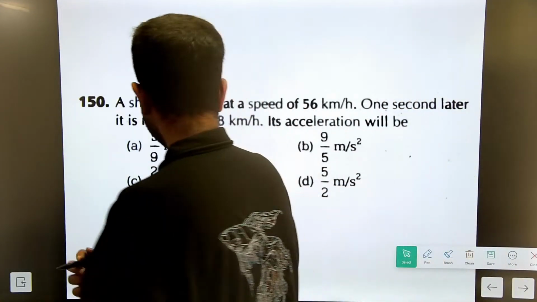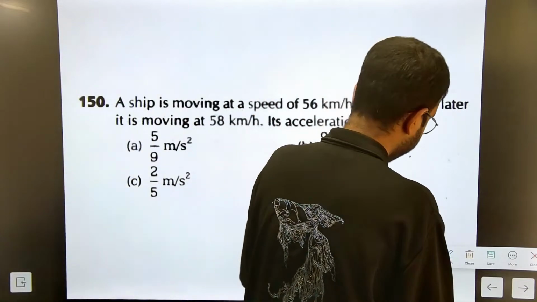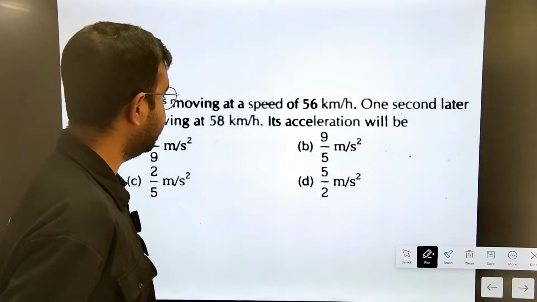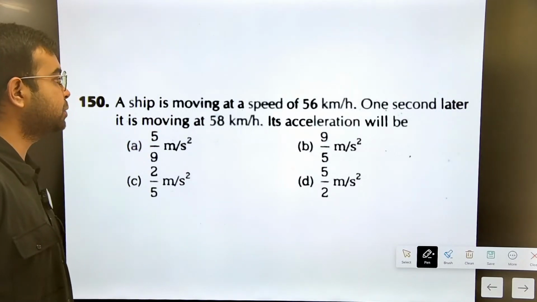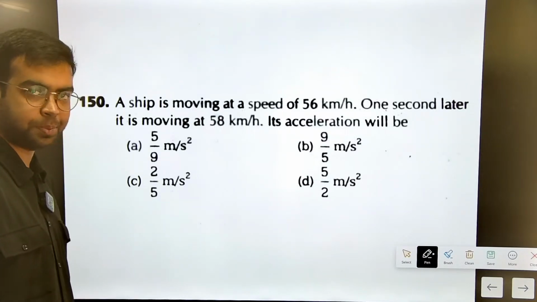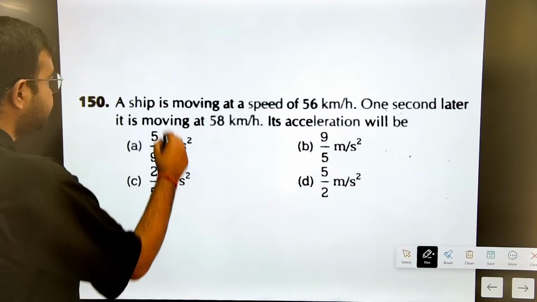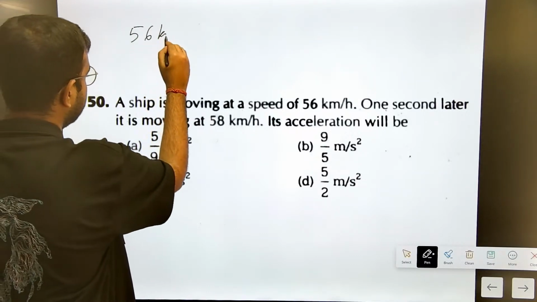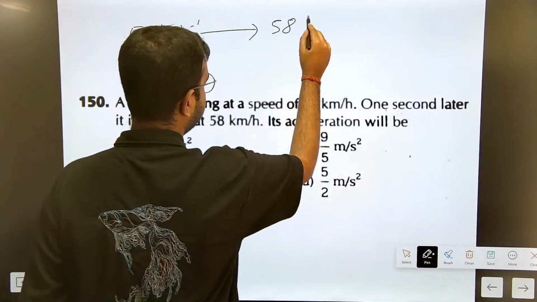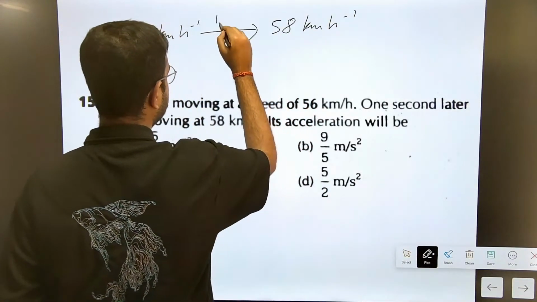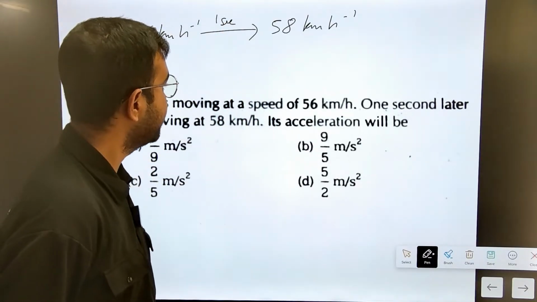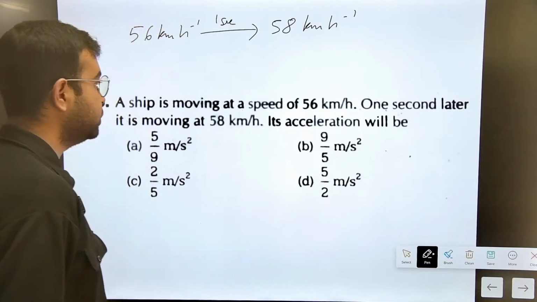Okay, now look at this question here. It says there is a ship moving at a speed of 56 kilometers per hour, and 1 second later the ship accelerated, and within the next 1 second its speed increased from 56 kilometers per hour to 58 kilometers per hour. It has accelerated by some amount.